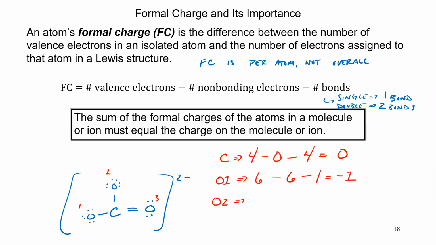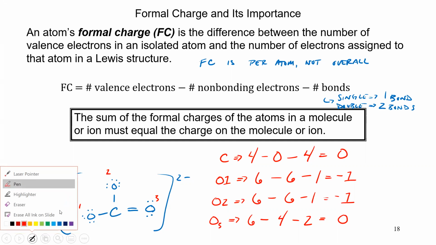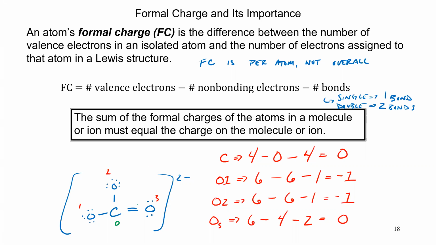Oxygen 2, well, he looks mighty similar. Oxygen starts with 6 valence electrons. He's got 6 non-bonding electrons. He's got 1 bond. That makes him -1 as well. Oxygen 3 is a little different. He's got 6 valence electrons, 4 non-bonding electrons and 2 bonds. That makes him 0. Okay. So if I go in now and I write in our formal charges: carbon 0, oxygen 1, -1, oxygen 2, -1, and oxygen 3, 0.